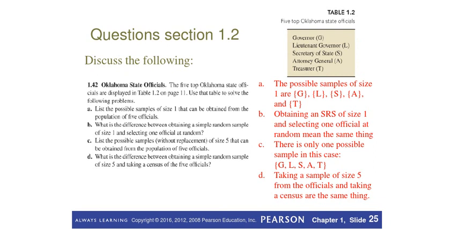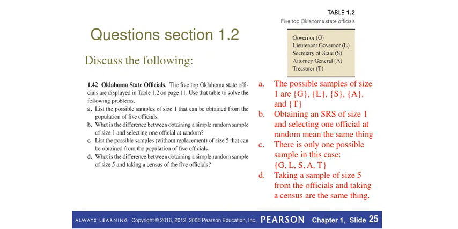So if I were to pick at random the Secretary of State from my group of 5 top officials, that is a simple random sample of size 1. All right, how about C? It said list the possible samples without replacement of size 5 that can be obtained from the population of 5 officials. Well, there's only one sample that we can get, right? G, L, S, A, and T, standing for each of our 5 members.